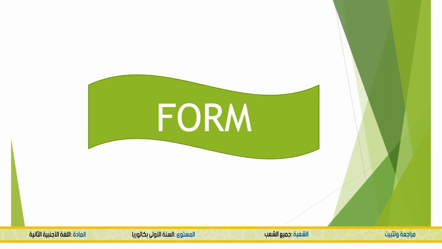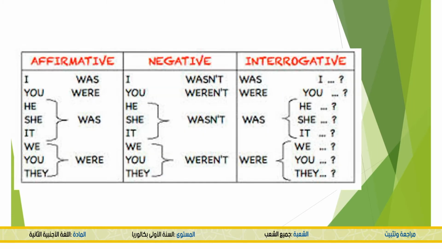Now that we have seen some examples, let's see the form of the past simple of the verb to be. Okay. Affirmative form. I was, you were. He, she, and it was. We, you, and they were. Negative form. I wasn't. You weren't. He, she, it wasn't. We, you, they weren't.